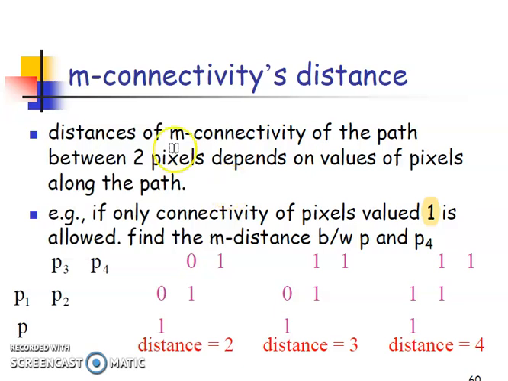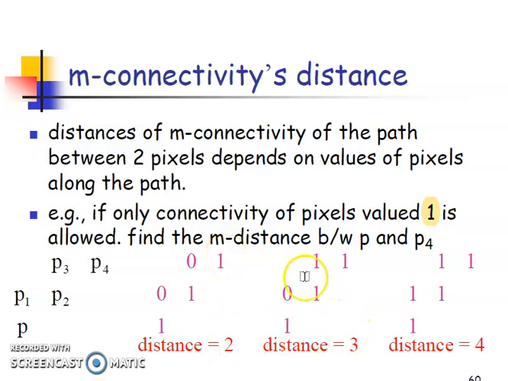That distance is based on the M connectivity, and the DM distance is calculated as follows. Now this pixel has value 1 and this pixel is 0, so these two pixels are not connected. This P pixel gets connected with pixel P2, so this is at 1 unit distance, and from pixel P2 to pixel P4 these are connected. That's why these two pixels are at 1 unit distance. So the total distance between pixel P and pixel P4 is 2 units. This distance is the DM distance.